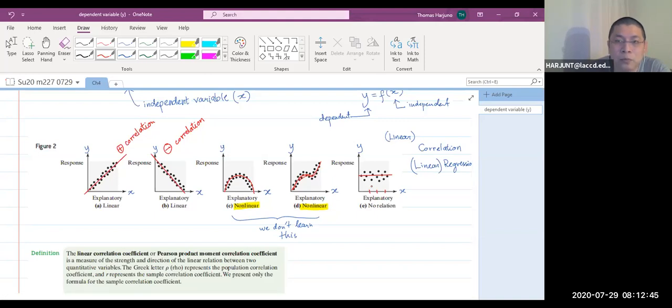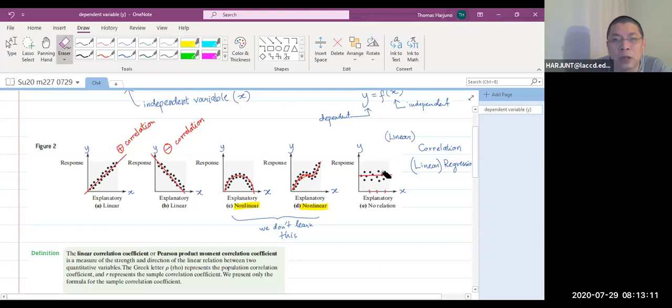Okay, yeah. So that's how we say that there's no linear correlation in that case. In other words, Y, which we assume to be dependent on X, turns out to be independent.